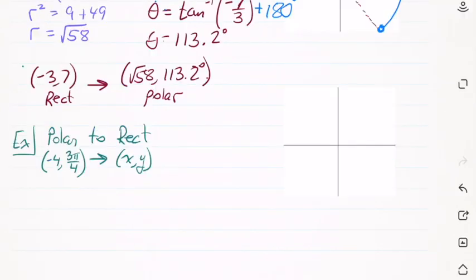Here's a situation where if we're changing a polar to a rectangular, sometimes it's not best to draw the picture. I'm going to go ahead and draw the picture anyways, just to get you used to plotting this coordinate negative 4, 3 pi over 4. So first off, 3 pi over 4 is in the second quadrant because the 4 tells me to cut the top into 4 equal pieces, and we're going to go 3 of them. So the terminal side of 3 pi over 4 would be someplace over here.